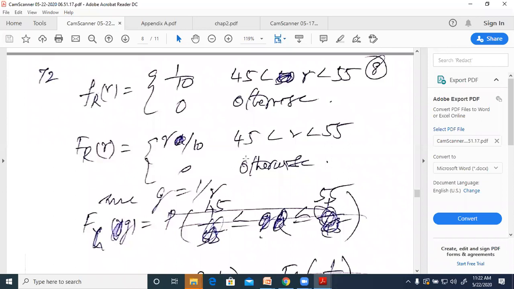For x less than 45, it is 0. For x greater than 55, it is equal to 1. Capital F_R(r), the CDF, will be equal to 1. So that is again, please correct that.